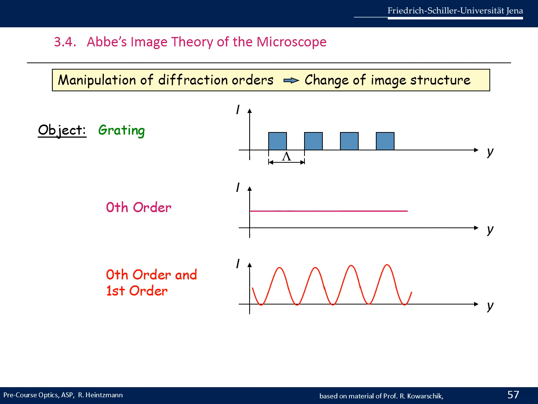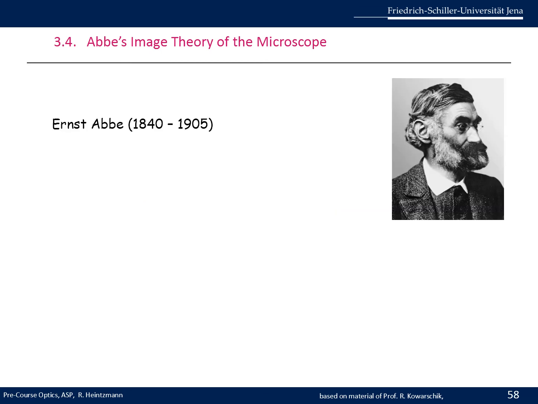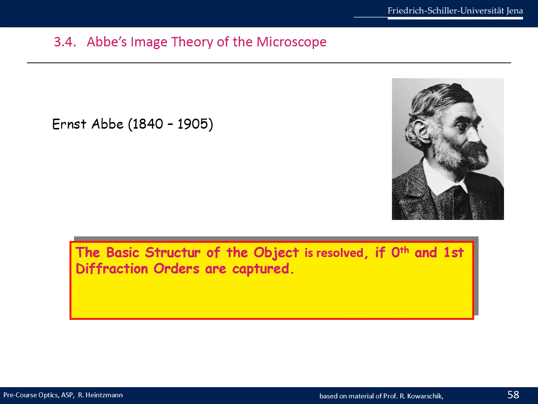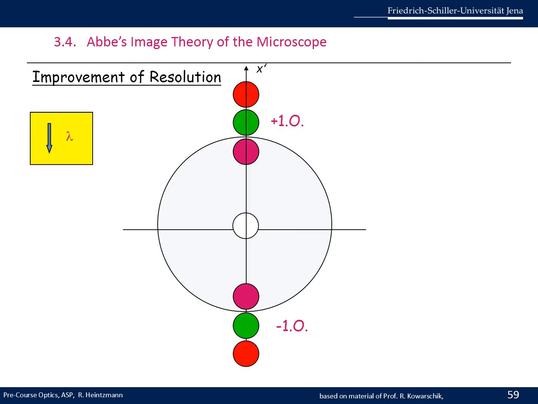And so in that sense, Abbe's limit of resolution is much more fundamental than most of the other limits, because it's a yes or no thing, and it cannot be tampered with so easily. So this is him, Ernst Abbe, and he said the basic structure of the object is resolved if the zeroth and the first diffraction orders are both captured and brought forward to the image plane.